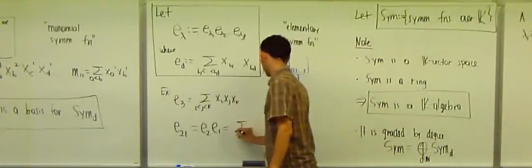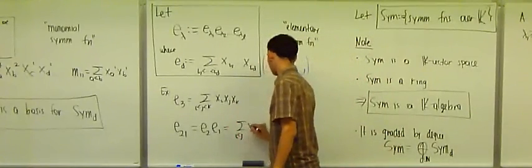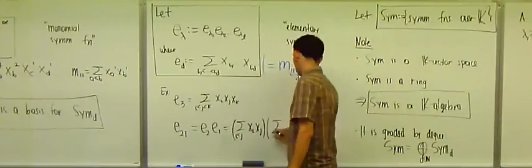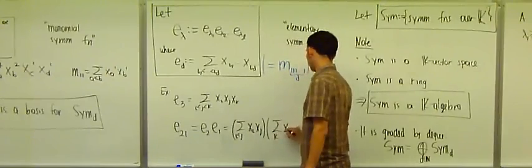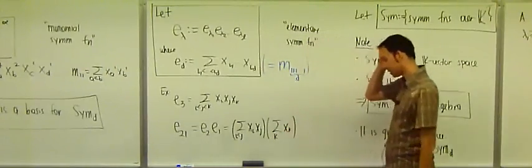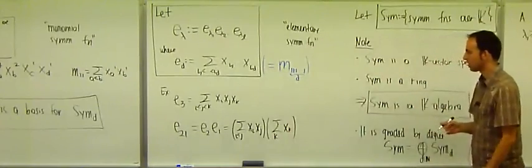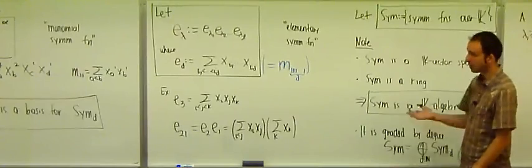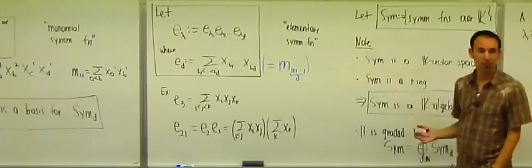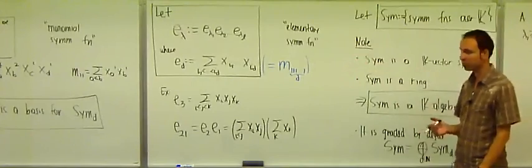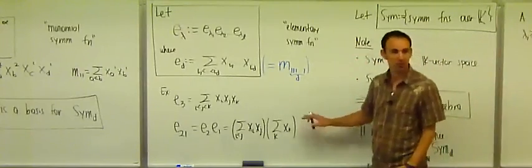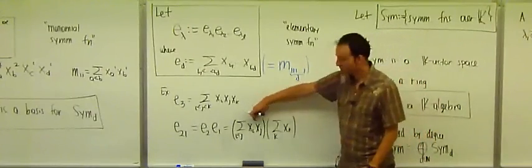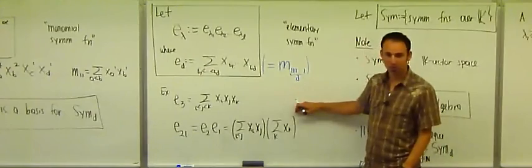And we know what each one of these things is. So the first one is the sum over i less than j of xi xj. And the second one is the sum over k of xk. So what is this going to equal? Let's try to write it in terms of that basis. Given that we have a basis for our space, how can we write this in terms of monomial symmetric functions? We just multiply this times this. So what kinds of terms do we get?